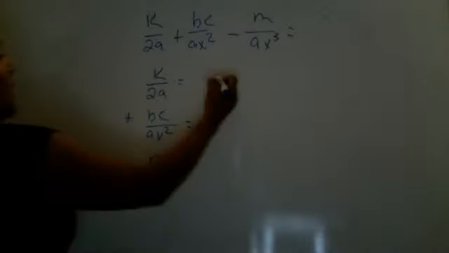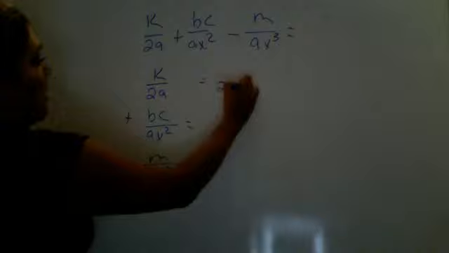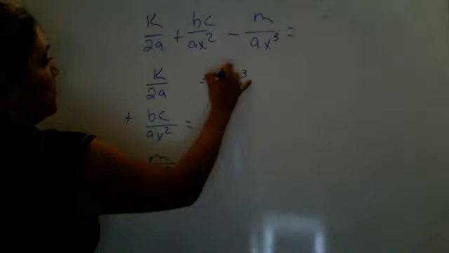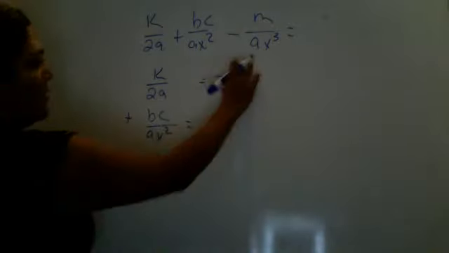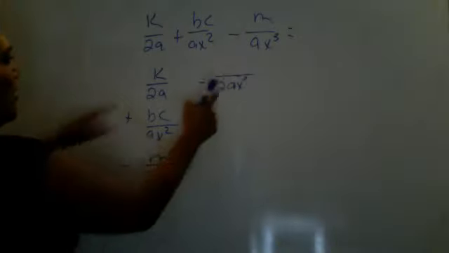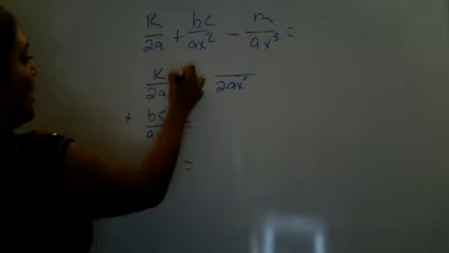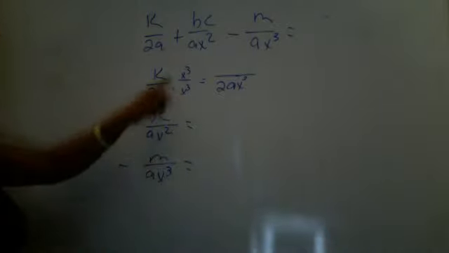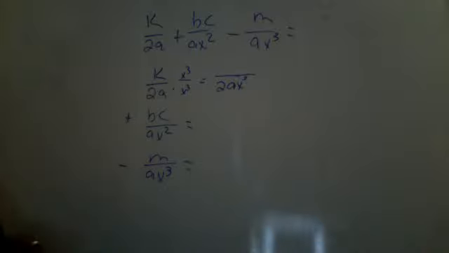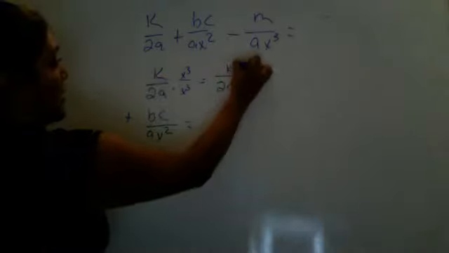So I said my least common denominator is 2ax cubed. What did I have to multiply this by to get to that? There's 2 ways of looking at it. Well, I have a 2 and I have an a, so it's missing x cubed. So I multiply this by x cubed. What I do to the bottom, I must do to the top, because it must equal 1. So k times x cubed is simply kx cubed.